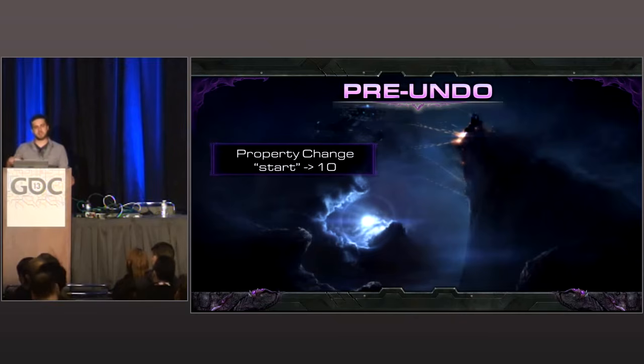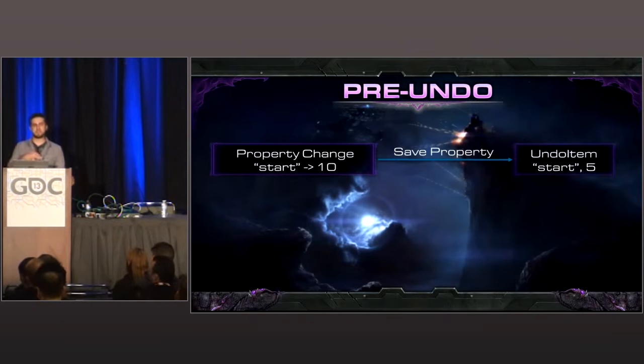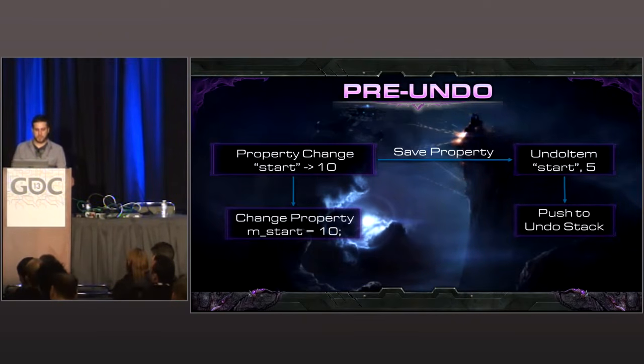Prior to actually making a change, we have to save off the undo item. So we see that we're about to make a change to a property. Let's say we've got a property called start, and we're changing the value to 10. We create a new undo item, and we add the property name and the value immediately prior to the change, and just push that to the undo stack. Then back in the main change code, we just change the property. Of course, with the reflection system, you don't have to use the get and set if you don't want to. You can still use the members like normal. So this just looks like mStart equals 10.